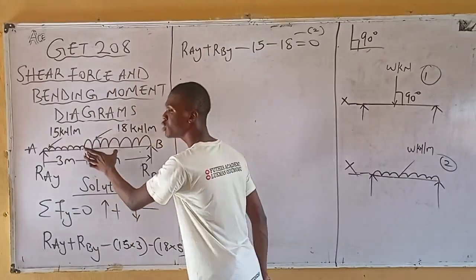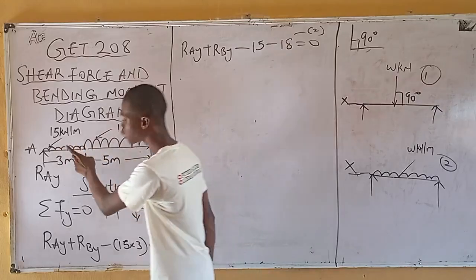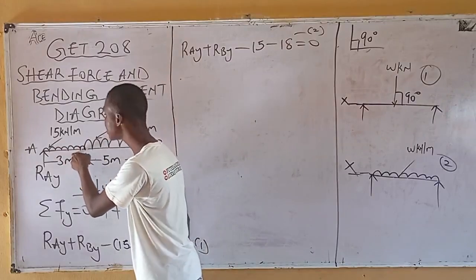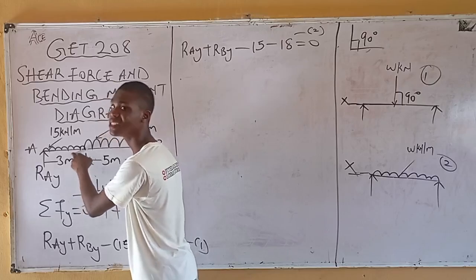You know, I'm having two UDL here. This is the first UDL and this is the second UDL. For this first one, identify the intensity and identify the distance. The intensity is what? 15 kilonewton per meter. The distance is what?